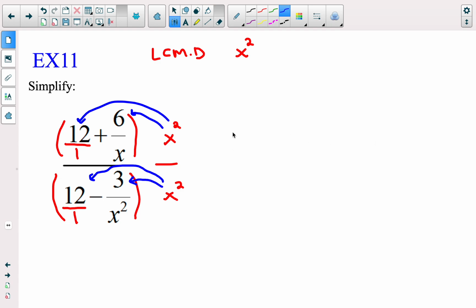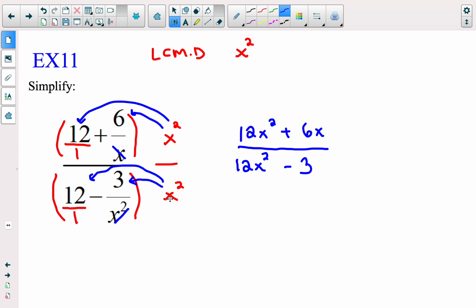So when I do this, I'm now going to have 12x squared, and then the x squared multiplied to 6 over x, I'm going to simplify by a factor of x here, so that's going to be plus 6x over, and then in the denominator it's going to become 12x squared, and then minus 3 when this x squared simplifies with the factor of x squared from the multiplication. Always check to see if you can factor again, right?